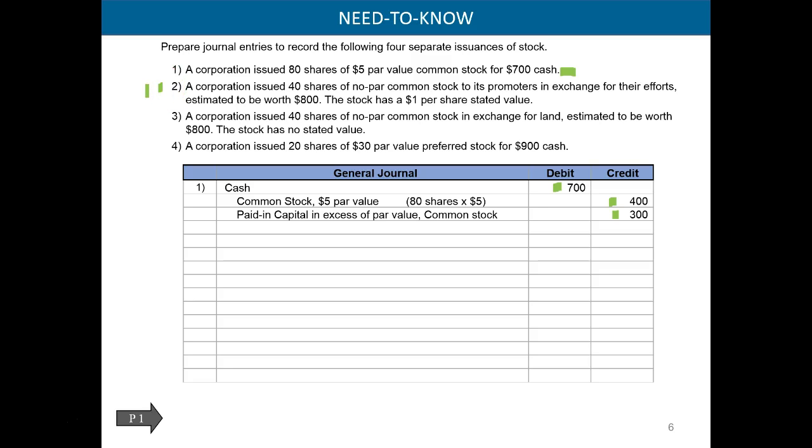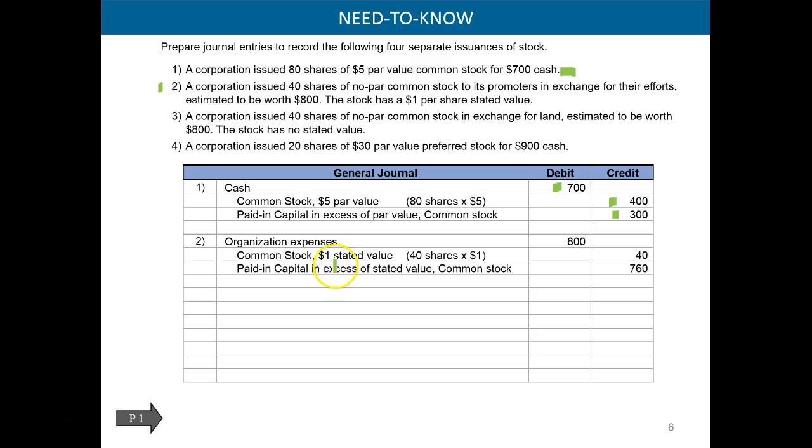All right, number 2, a corporation issues 48 shares of no par common stock to its promoters in exchange for their efforts. So we estimate the worth to be $800. The stock has a $1 par share stated value. Okay, so now we're going to do the same thing, but now we basically issued stock for service that was provided to us. So we didn't get cash, we didn't get land. What did we get? An organization, some type of expense, right? An expense. So in order to pay for the expense, we paid for it by the issuance of our stock.